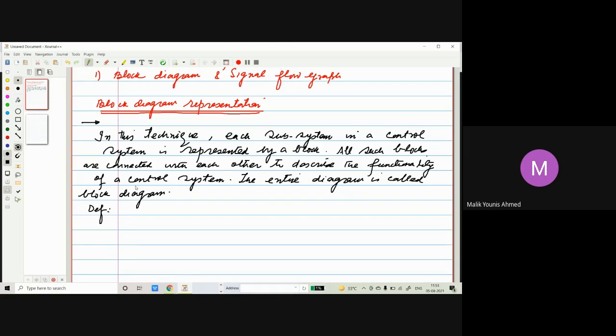The individual blocks in the control system are defined by their functions. Suppose individual blocks can be a transfer function, a gain, an integrator, and so on and so forth.